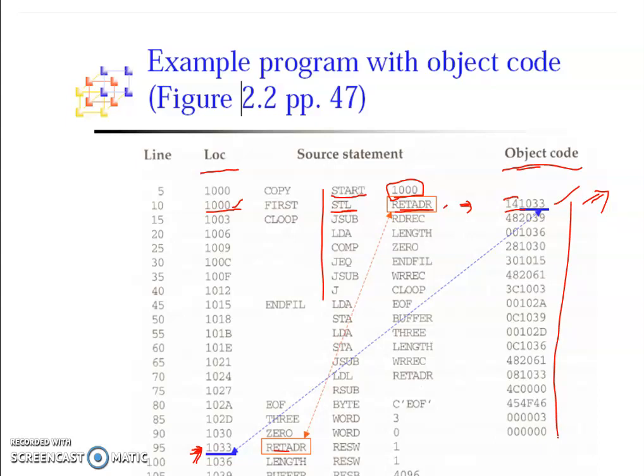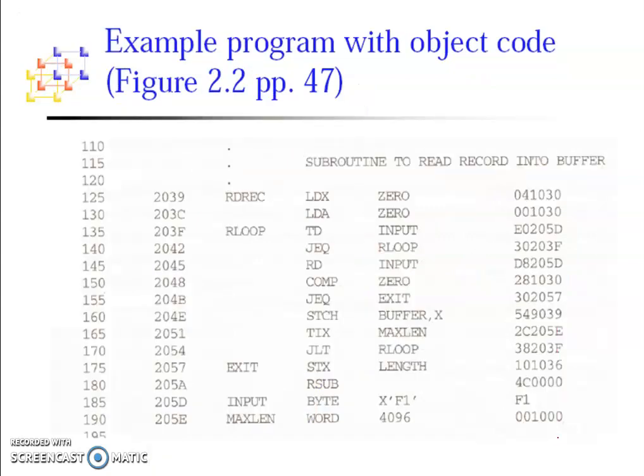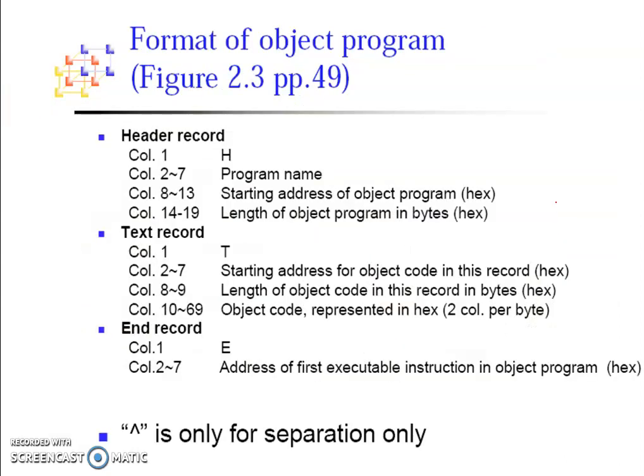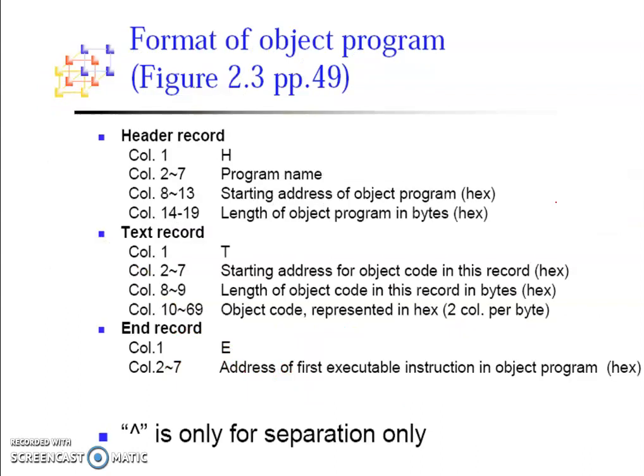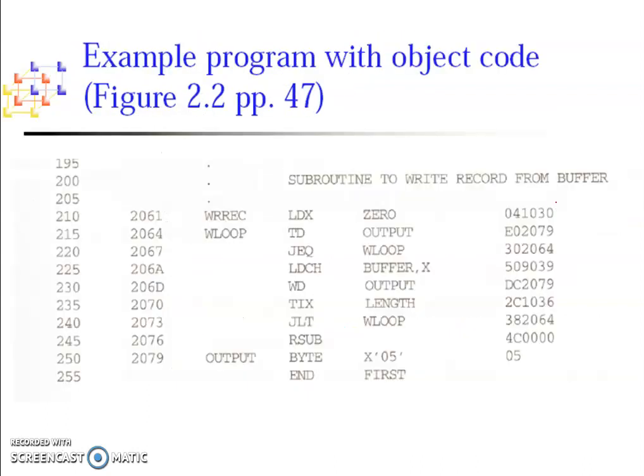In order to generate this object code, we make use of some data structures. For every line of statements, an equivalent object code is generated. So in order to generate this object code, it makes use of some procedure.